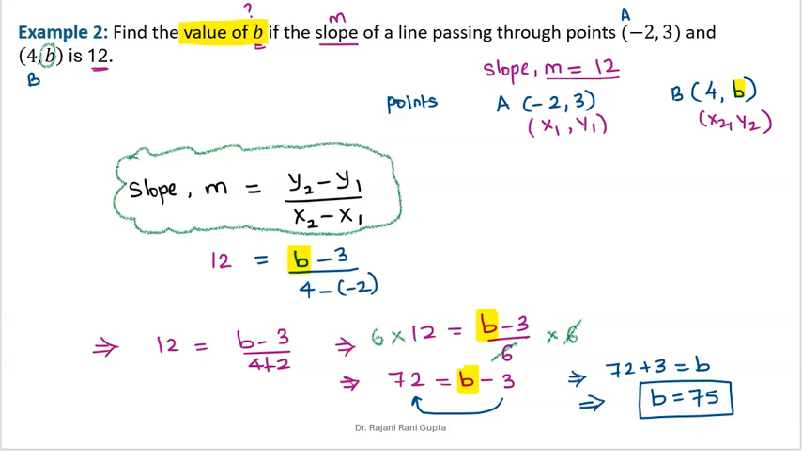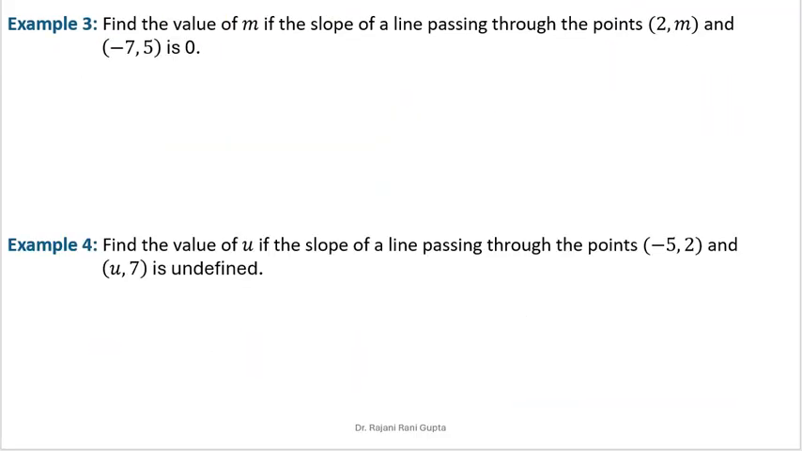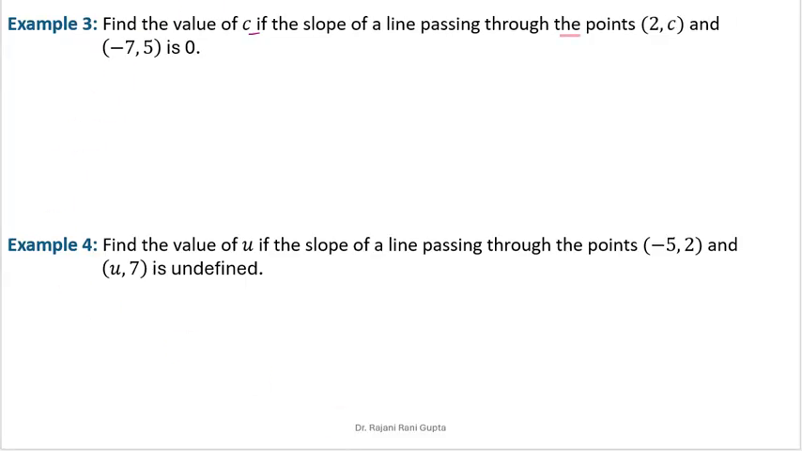Let's solve another two questions using the same rule. So let's see this one. Find the value of c. Let me change the variable. I have changed the variable here because usually we use m for the slope, so I don't want you to confuse. So what they say, find the value of c if the slope of the line passing through these 2 points is 0. So what is given?